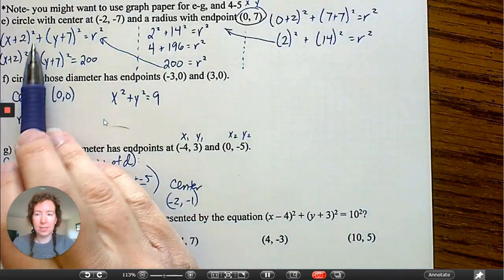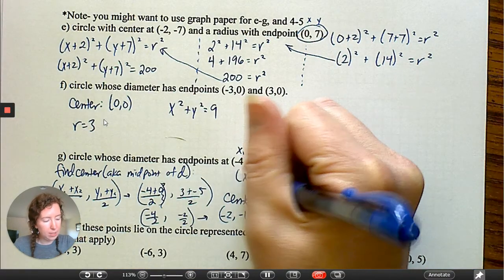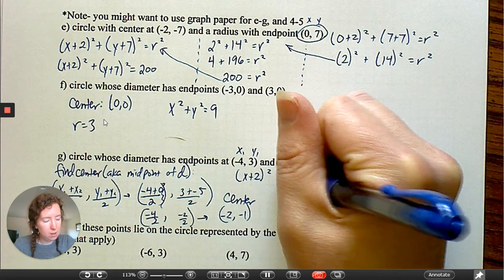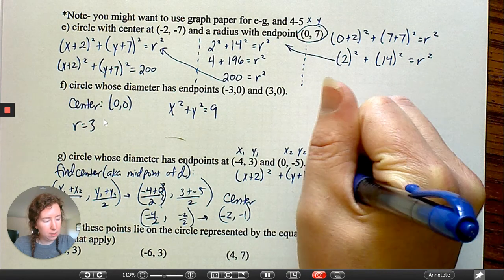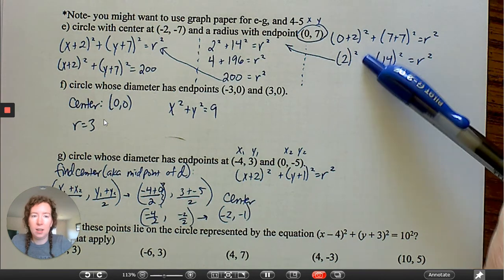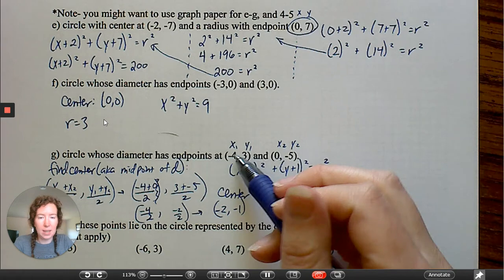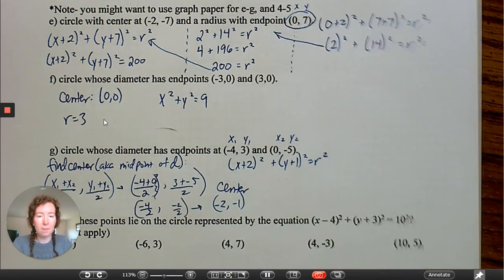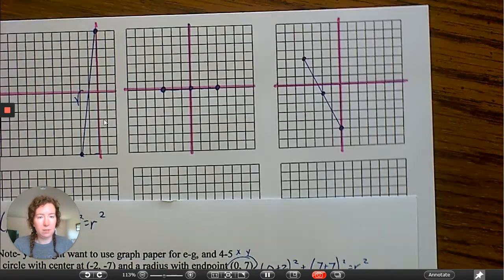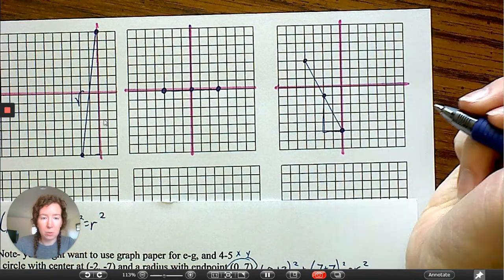So we can go to this step where we write the beginning of the equation. So I get x plus 2 squared plus y plus 1 squared equals r squared. Now we're back to what we did up here. So I can pick either of these endpoints and plug them in for x and y, or I could make a Pythagorean theorem problem to get my r squared.